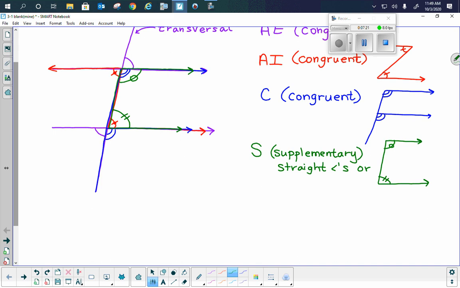And then of course the last one, which really doesn't have anything to do specifically with this picture, which is why I left it separate, are vertical angles, which we abbreviated V. And remember, vertical angles are always congruent. Always congruent.